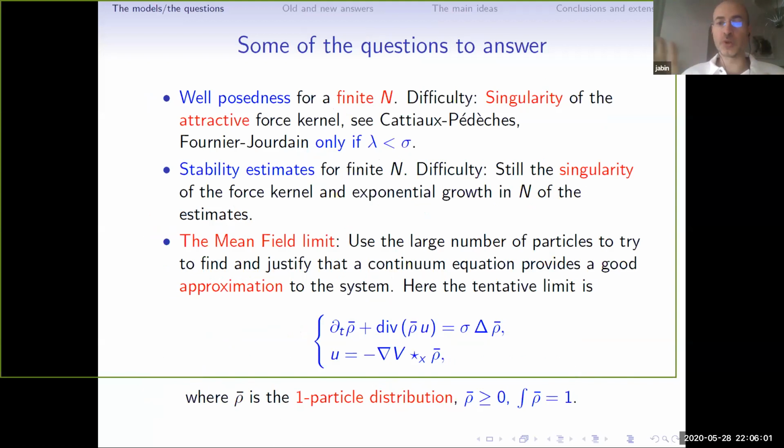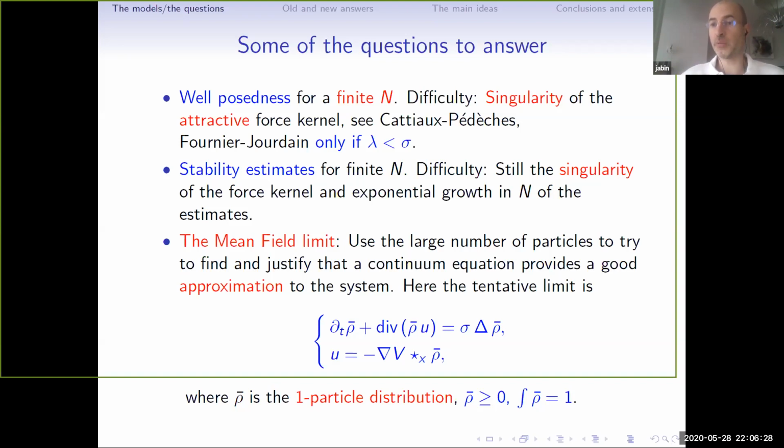All right, what do we want to do with this? Well, in general, if you start from a system of many particles, there are several things that you could think of doing. And many of them are actually quite difficult. This starts with the basic question whether the system that I wrote on the slide before is well posed. This is a coupled system of SDE with a singular interaction.